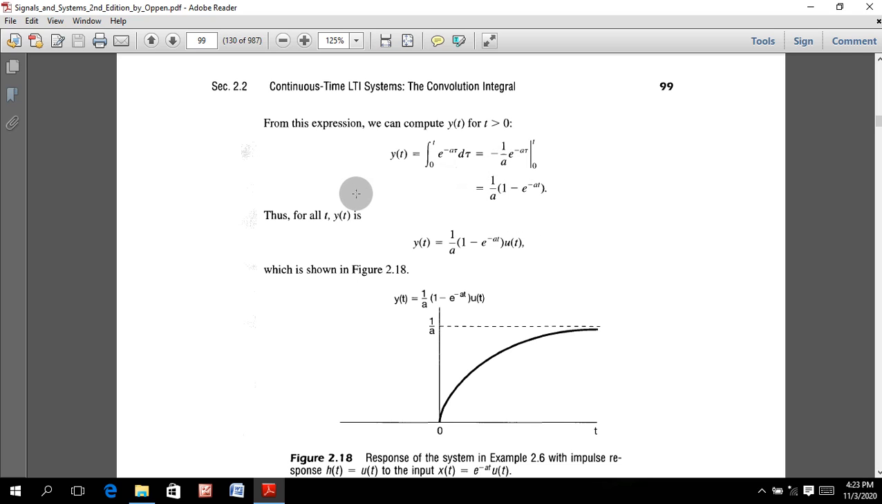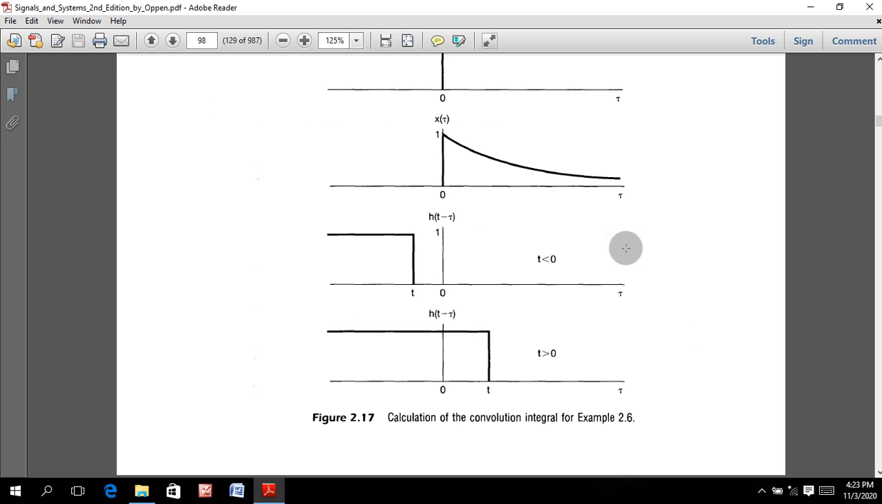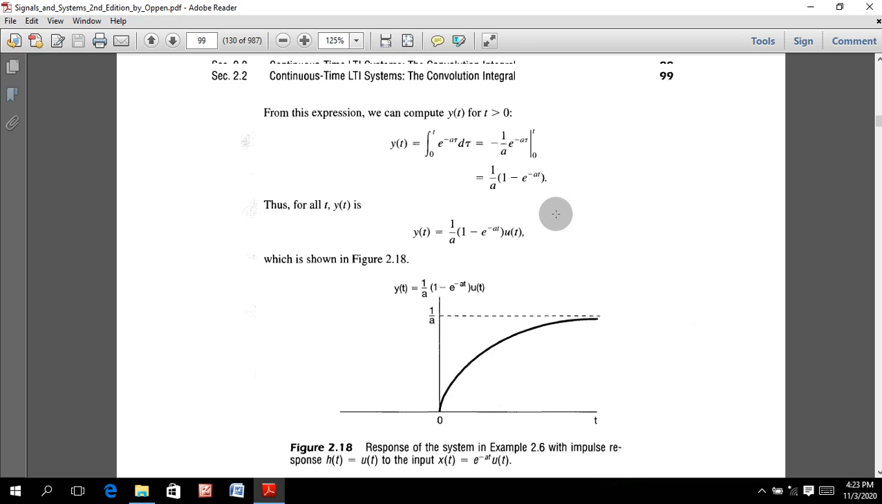So for all t, we will get the value y(t) equal to 1 by a into 1 minus e to the power minus at into u(t). If we put this in perspective, we will get this specific output function or output signal. You can say it in both ways: the output function basically provides you with the graphical representation, which is the signal. This is the first example that we have taken here.